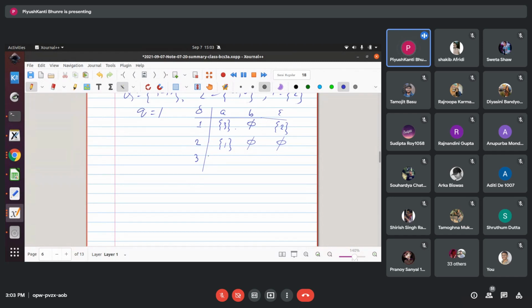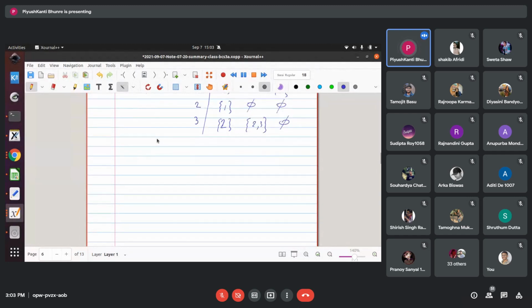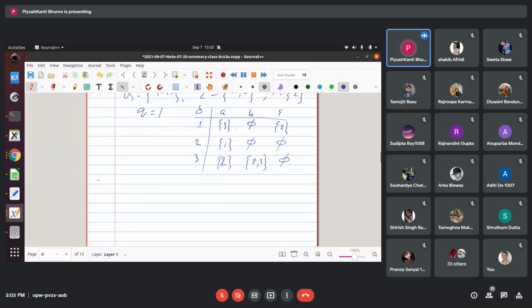From state 3, on receiving symbol A, it goes to state 2, and on receiving B, it goes to states 3 and 2, and on receiving the empty symbol, it goes nowhere. So if I just draw the automaton, the state transition diagram can be written here. Here this is the start state.